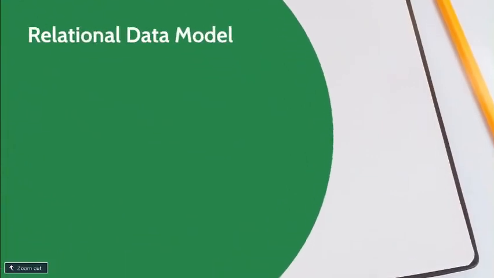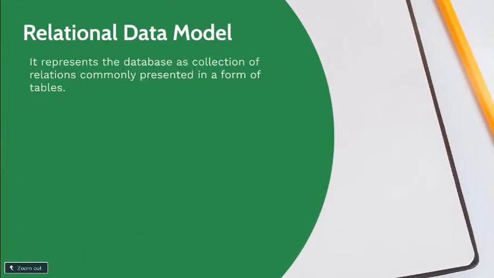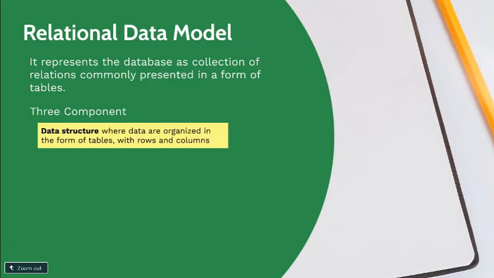Relational data model for database management is a representation of the database as a collection of relations, commonly presented in the form of tables. The three components of our relational data model are data structure, where data are organized in the form of tables with rows and columns.